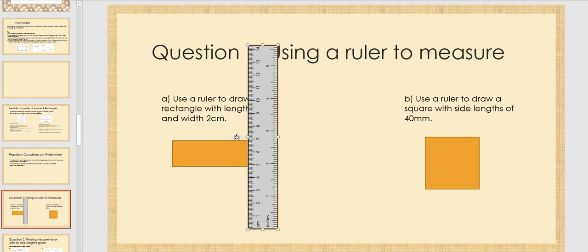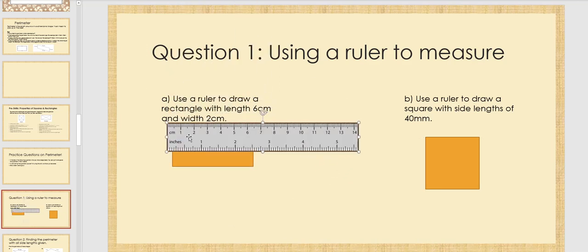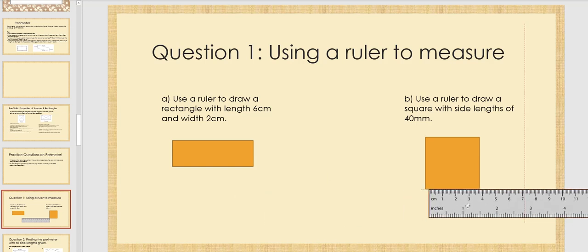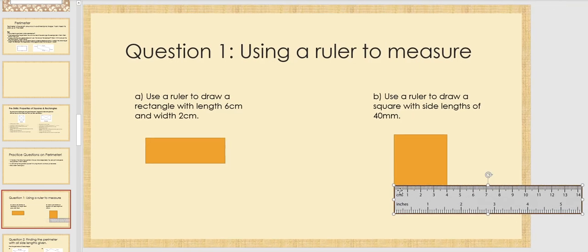Okay, so this is something you would have done before, so we're just revising and making sure we know how to use a ruler and look at our units. So we can see we've got centimeter units, 1, 2, 3, and with question B, it says draw a square with side lengths of 40 millimeters. Now, a millimeter is smaller than a centimeter, and 1 millimeter is those tiny little gaps that we see on our ruler. So 40 millimeters, we can count 40 of those individual lines. It will actually take us to 4 centimeters.